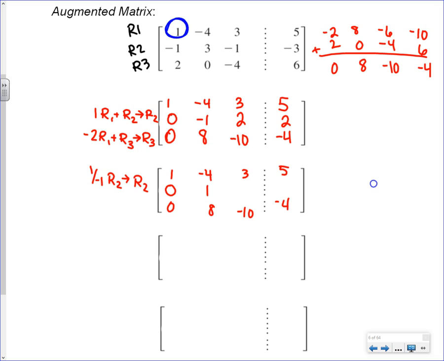This one's going to flip sign, flip sign, flip sign. What I do to one, I got to do to them all. But do we have our 1? And the answer is yes. Once we have our 1, what do we need to get? And how do we get zeros?